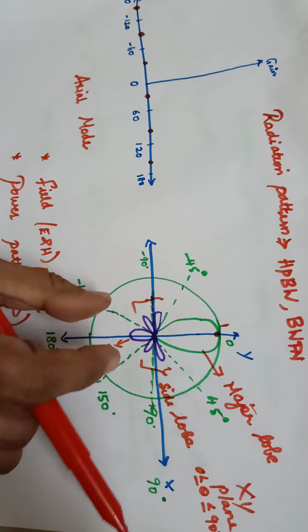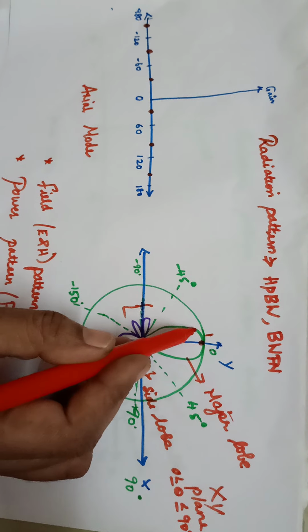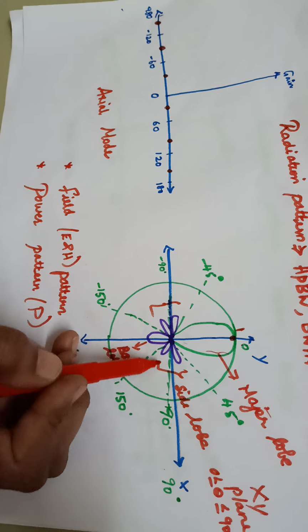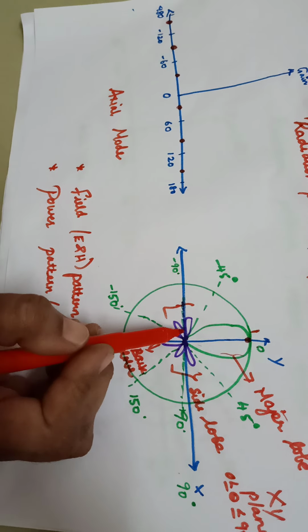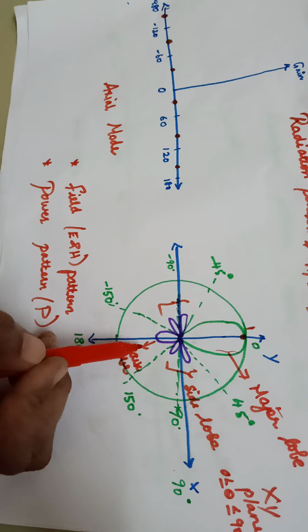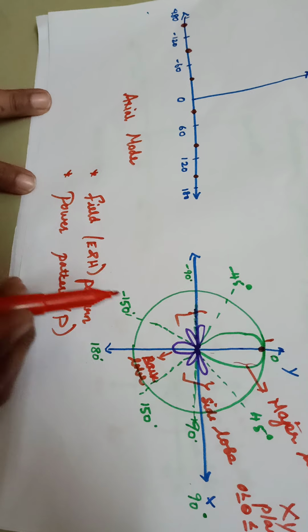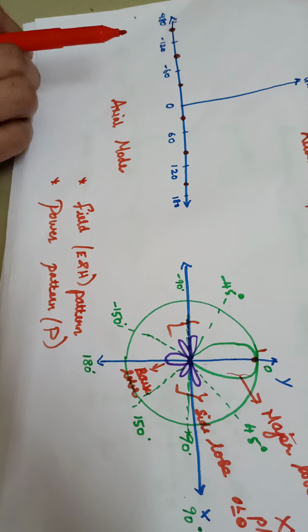So this is the question. Let us assume like this. We have a maximum in this angle for 0 to 90 degree, and then all the remaining little bit of radiation is given by the side lobes, and just opposite to this is a back lobe. So we have been given a question like this. Now we are going to draw the power pattern for this.